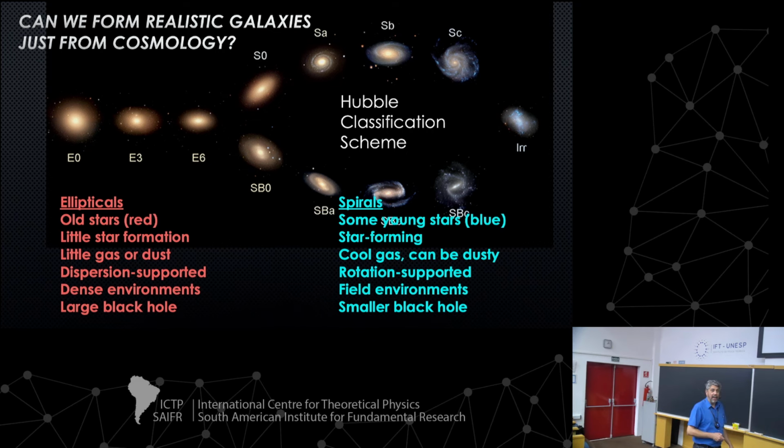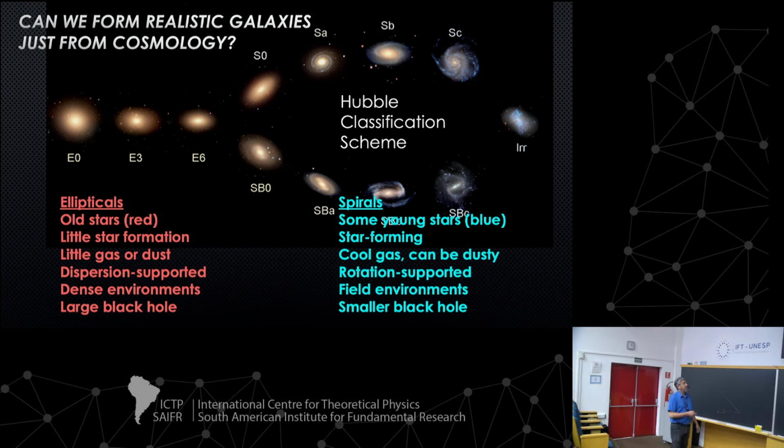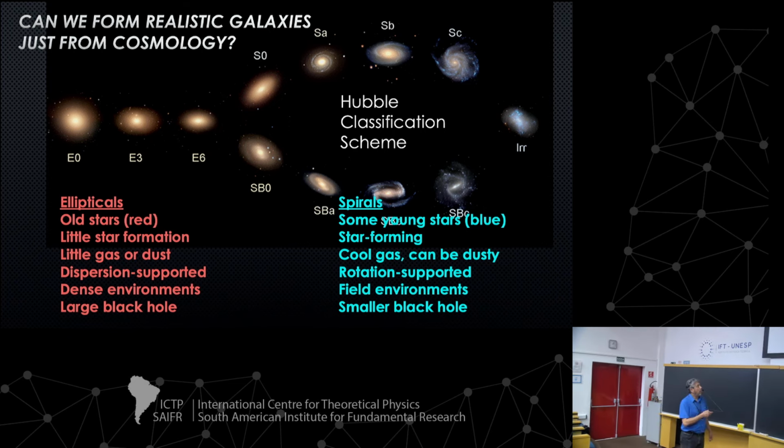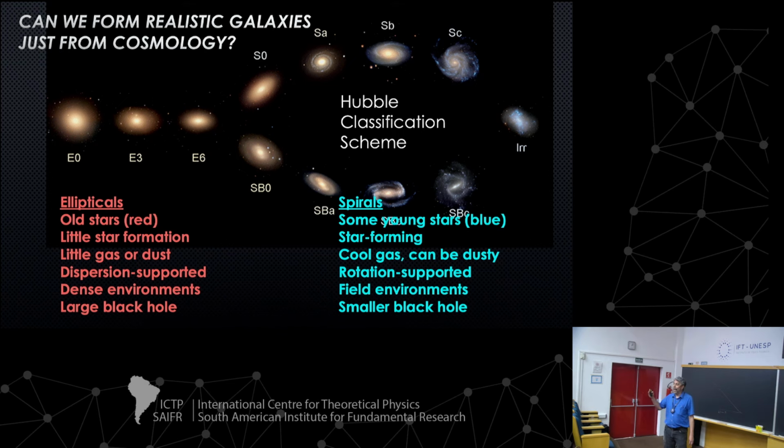this morphology actually correlates very strongly with many other properties of galaxies. For instance, these elliptical type of galaxies tend to have old stars and very little ongoing new star formation, and so they're red. Remember from Camille's talk this morning that if you have young stars, they're very blue and hot, but they also die off very quickly, so you won't see them anymore. If all you see is a red galaxy, you know you only have old stars.